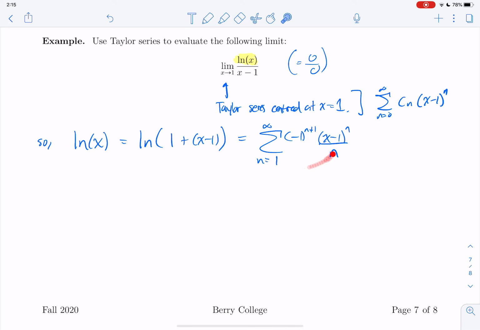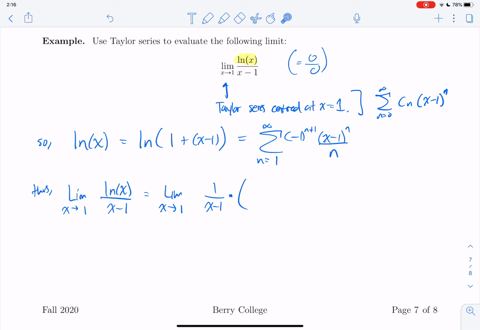This is a Taylor series centered at 1, so this is the correct expansion to use for the numerator's ln. Thus, if we want to compute the limit as x approaches 1 of the ln of x over x minus 1, this is the same as the limit as x approaches 1 of 1 over x minus 1 times this series, which I'll write out a few terms of.